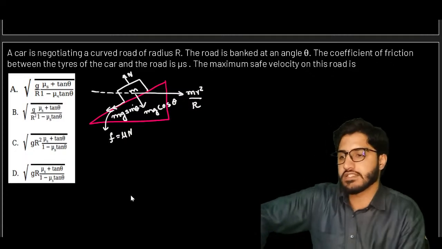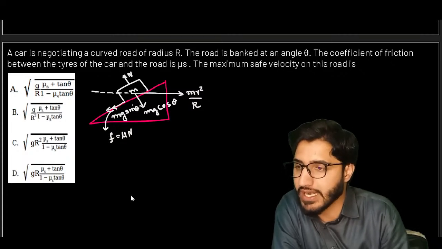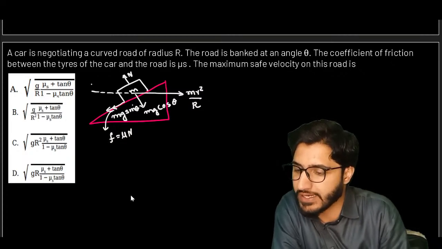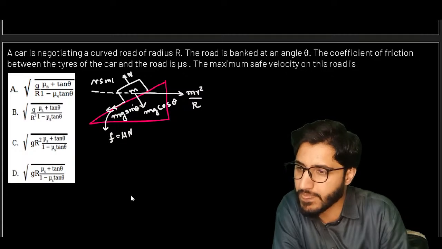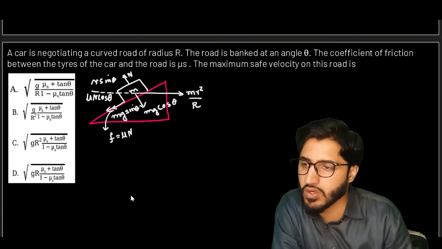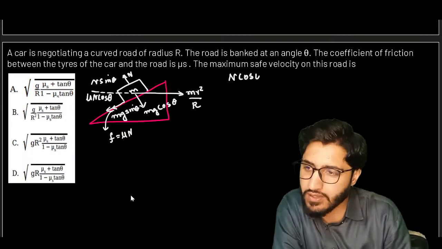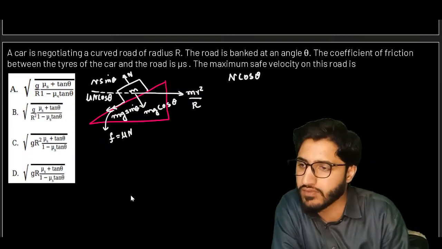So if this is my f only, and this is N, so this is one component of N, that is N sin theta. So it would be now mu N cos theta. Can I write now, N cos theta, that is this one, N cos theta.